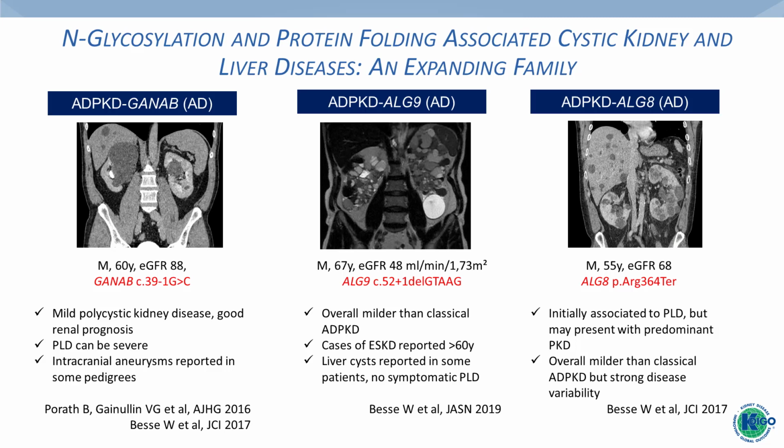And monoallelic variants of ALG8 have been initially associated with polycystic liver disease, but may present in individuals with predominant polycystic kidney disease. Again, the disease is usually milder than classical forms of ADPKD, but there is quite a large variability, and some patients can have significant polycystic kidney or liver involvement, and some patients do develop renal insufficiency.